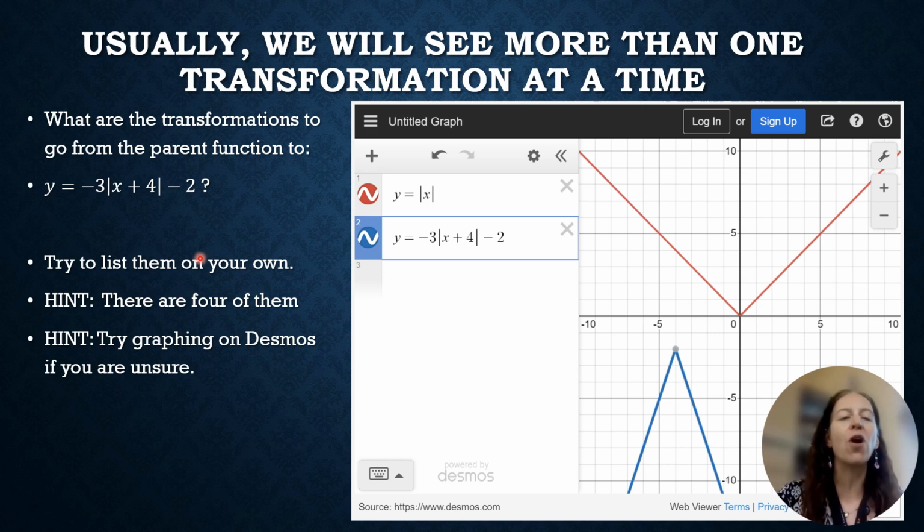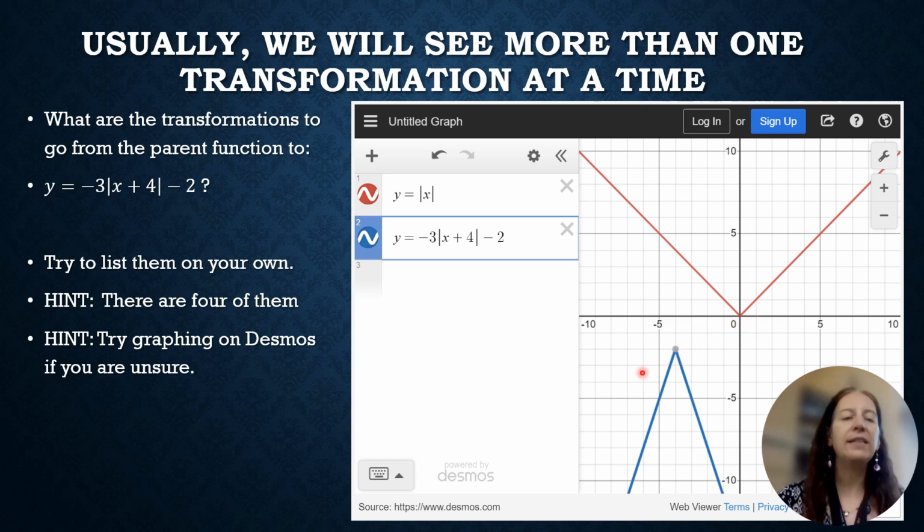The +4 on the inside number is the left and the right. And it's backwards from what you expect. So you expect positive, it should go right, but then you remember, that's backwards. Positive means it goes left. Okay, so we have it flipped over, we have it skinny. If I go 1, 2, 3, 4, it's gone 4 left, and then the -2 on the outside brings it down 2. And so you want to keep your eye on that vertex.